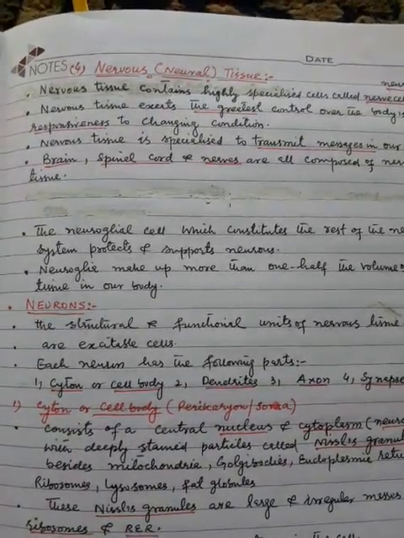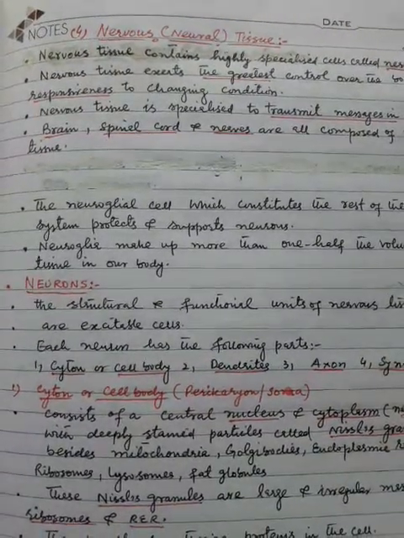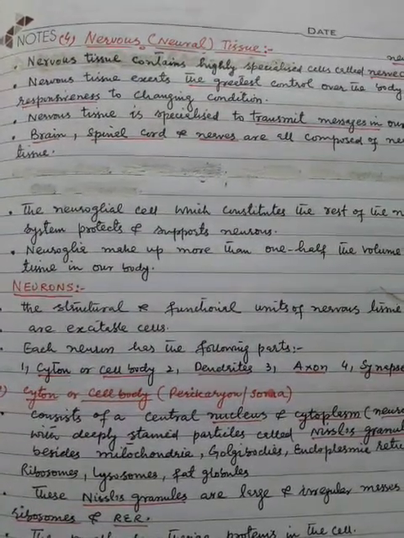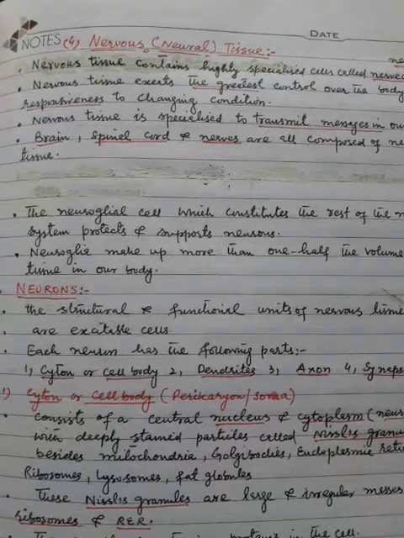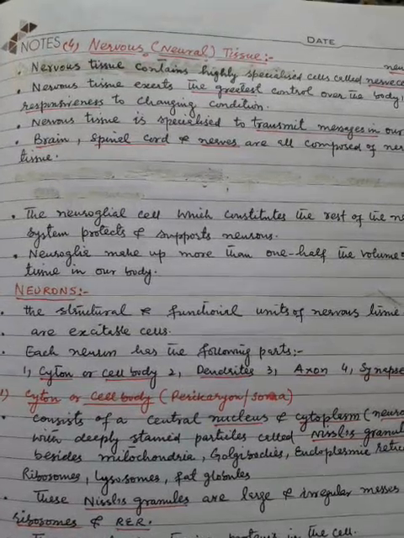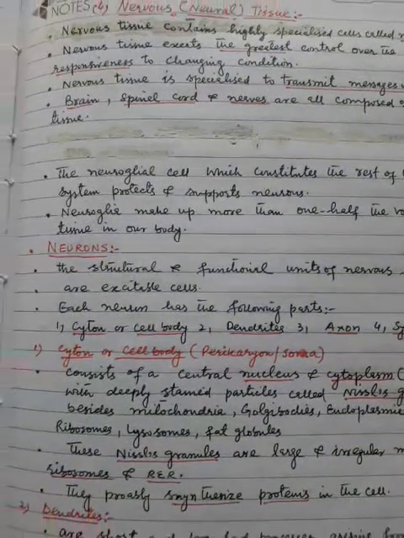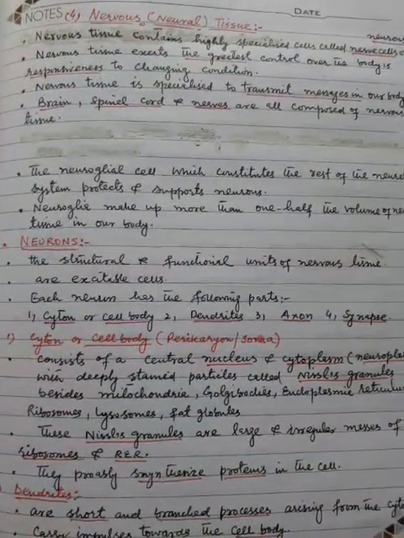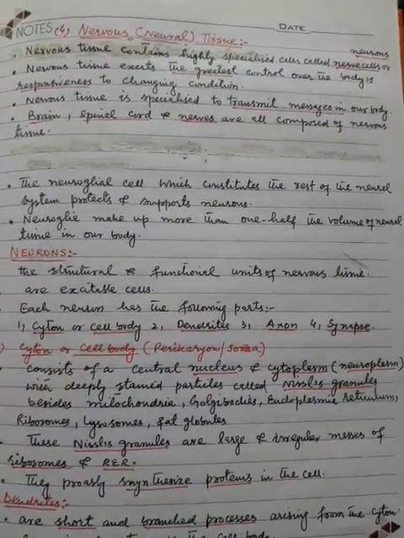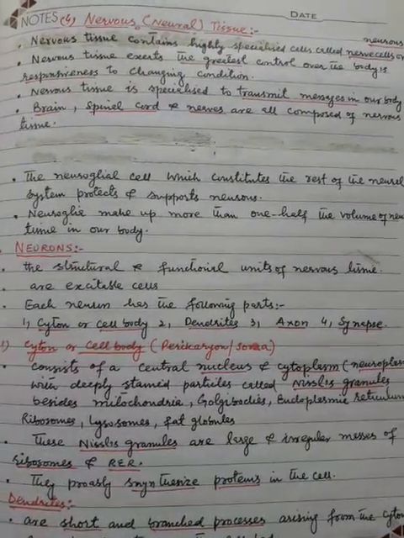Neurons are excitable cells. Each neuron has the following parts: number 1, cytone or cell body, number 2, dendrites, number 3, axon, number 4, synapse. Cytone or cell body, also called perikaryon or soma. Cytone consists of a central nucleus and cytoplasm, also called neuroplasm, with deeply stained particles called Nissl granules.